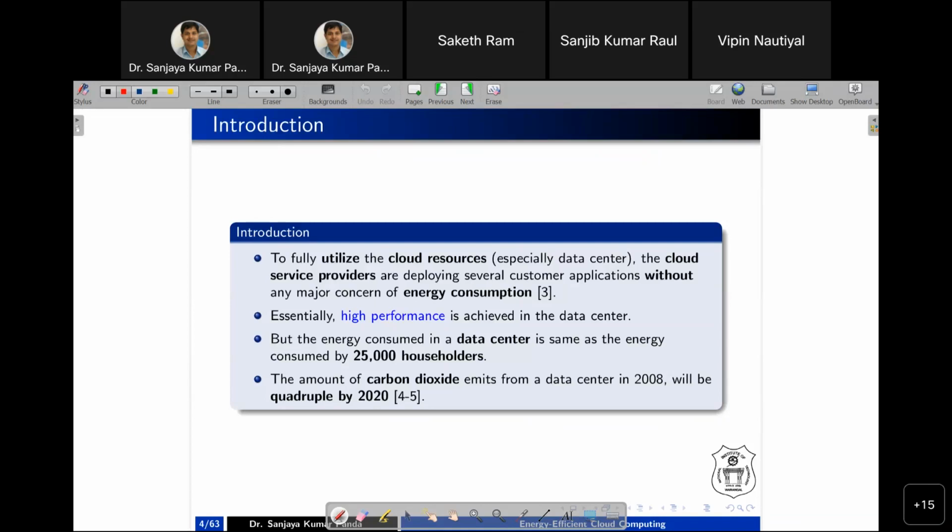Similarly, if you see carbon dioxide, like we are using vehicles, carbon dioxide is generated. Similarly, the source of the data center is electricity. How is electricity generated? If you go to the particular source, you will find carbon dioxide is generated to generate the electricity. Carbon dioxide is generated very heavily if you go to the source of any electric connections.